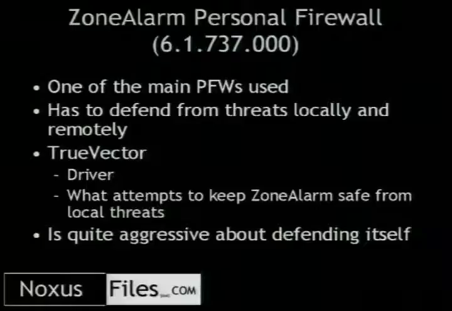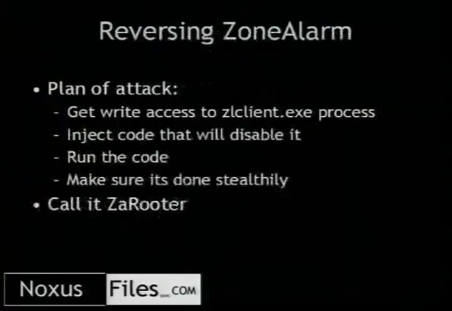So one of the most important components in this firewall is called True Vector. It's basically a driver, and it's basically the network part of it. And Zone Alarm is really pretty much a GUI on top of it. This is basically a beneficial rootkit to your system. And it's basically what keeps it safe from all sorts of local threats and what have you. And it's quite aggressive about defending itself, as you will see.